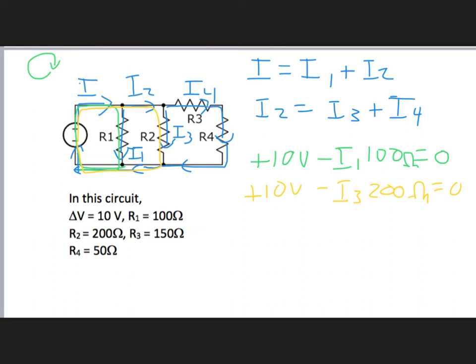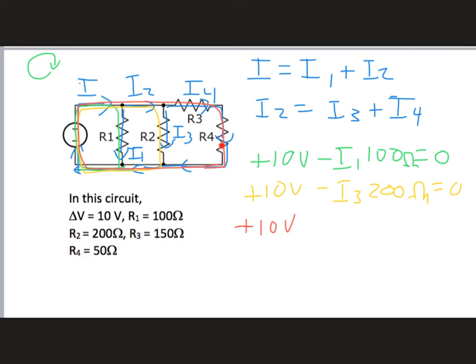And then for my third loop, I'm going to choose to go around the entire perimeter. So I'll start at the battery, I'll go around this way, and then I'll come back to the battery. And again, I'm going to have a positive 10 volts here. Let me draw the loop here. My red loop is going to be my third loop. And so I've got positive 10 volts coming out of the battery. I come here, I go through R3, and the current that's going through R3 is I4, and R3 is 150 ohms.